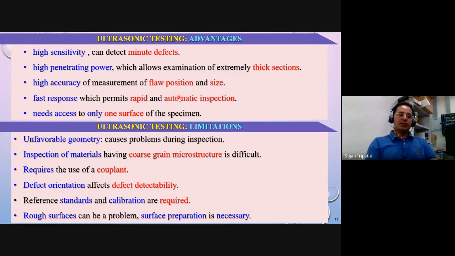Okay, next, the surface. In practical cases, the plate may have a rough surface. If we want to measure the thickness and defects of that rough surface component, then the result will be deviated. So we have to prepare the surface. That is also a kind of limitation of this experiment.